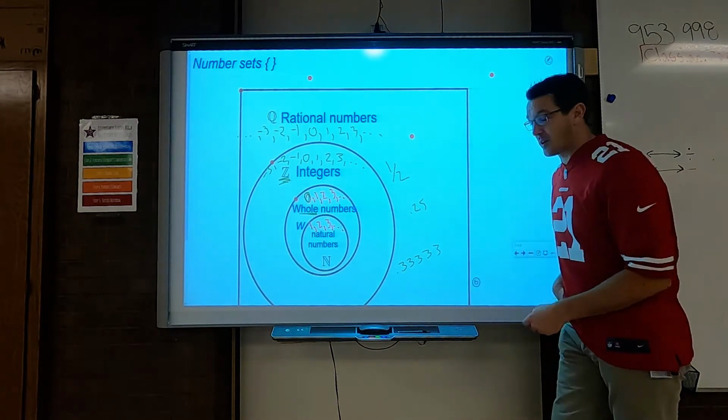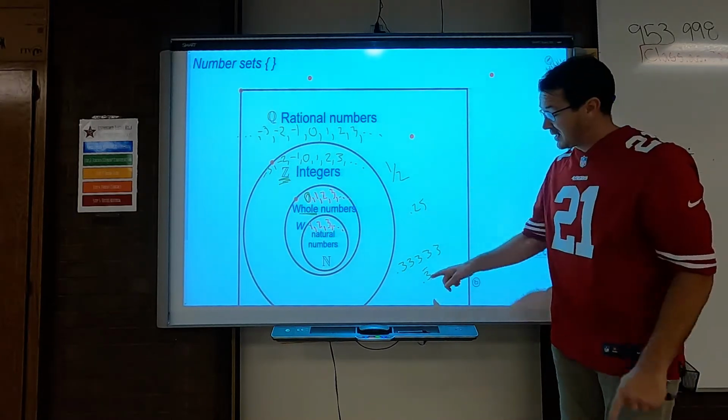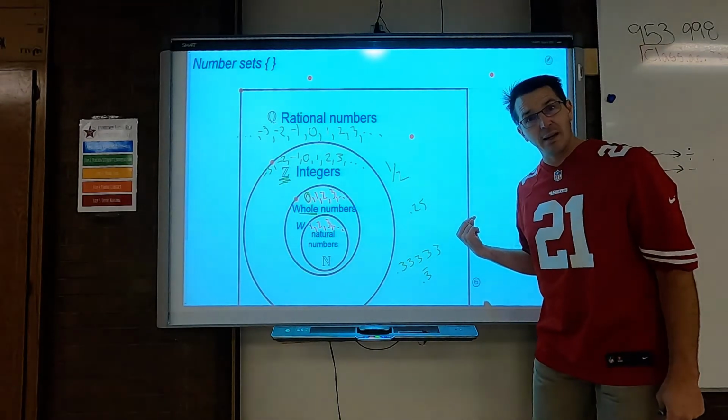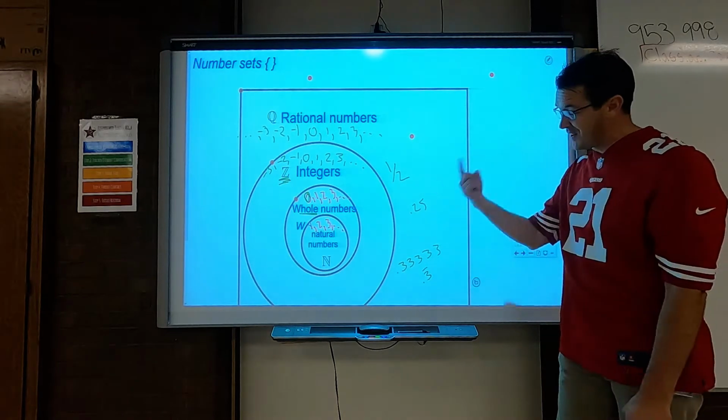It has 0.3333 going on forever. You can also write it like this. People say, well, doesn't that go on forever? Yes, but it's rational because I can visualize it. If I ask you what's the 10th number back, you know it's going to be a 3. If I say what's the millionth number back, you know it's going to be 3. So it's still rational because I can visualize it.